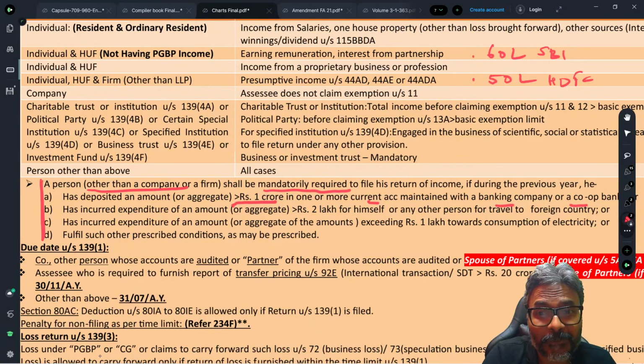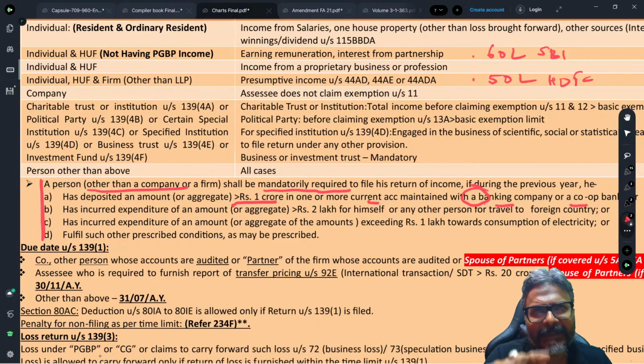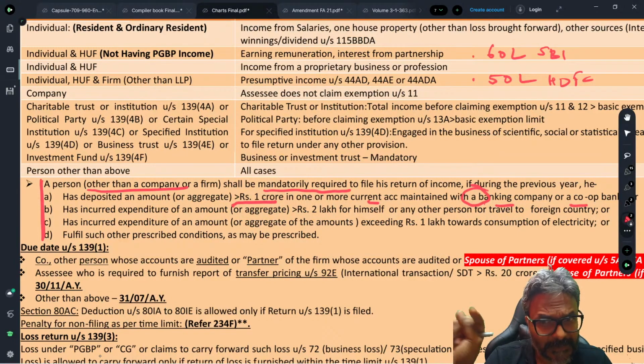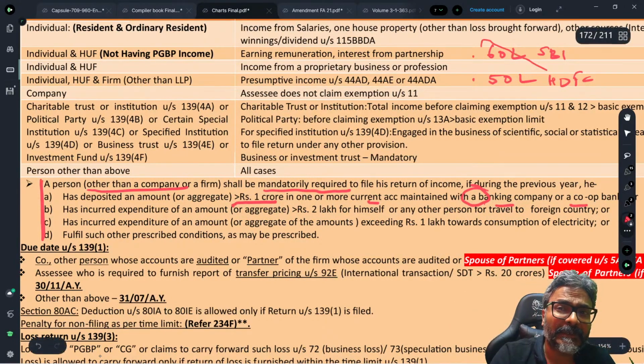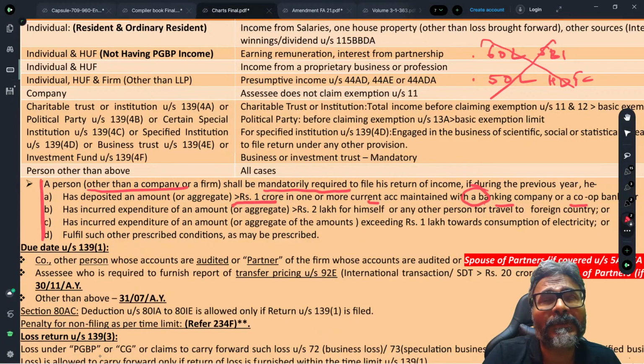You have to look into a banking company, which means in one banking company, the aggregate of the deposits you are making in the current account for the previous year should be more than rupees 1 crore. That is what you should look into. So in this case, the obligation will not arise. But if both of them, say for example, are with HDFC, and the aggregate of my deposits during the year is more than rupees 1 crore, can we now say that there is an obligation to file the ROI? And the answer is yes. Now we can say that yes, there is an obligation to file the ROI.